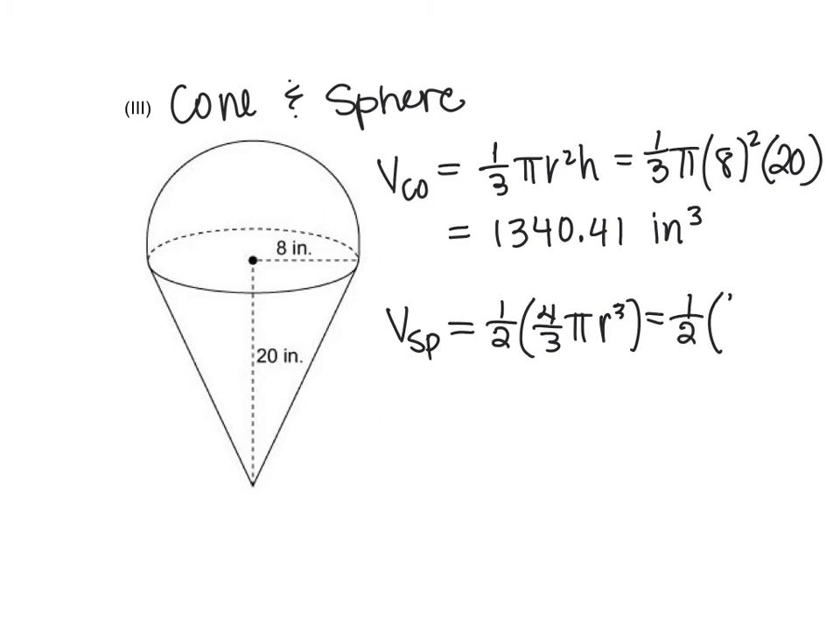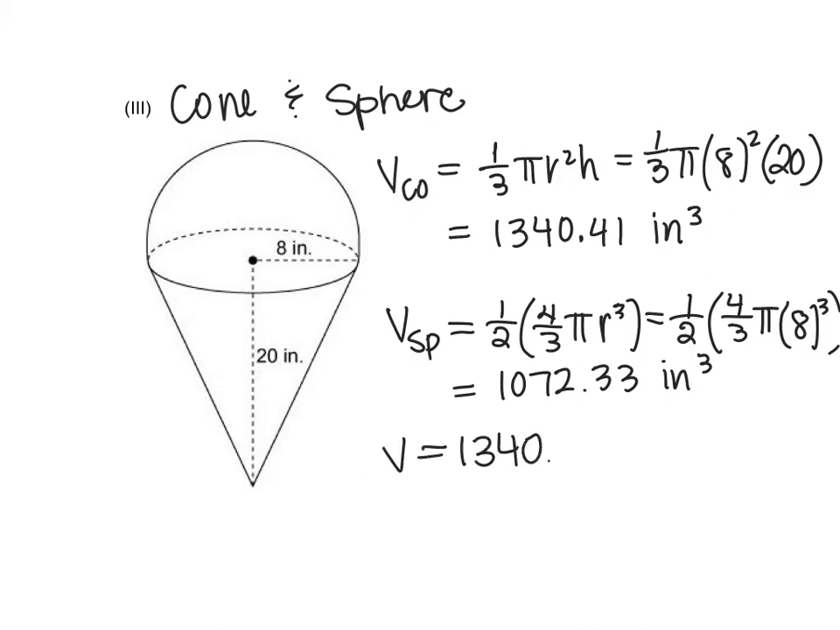So 1/2 times 4/3 pi, and then again our radius of 8 cubed. So I'm going to do 1/2 times 4/3 times pi, and then 8 cubed. And we get 1,072.33 inches cubed. So our total volume is going to be the 1340.41 plus the 1072.33.